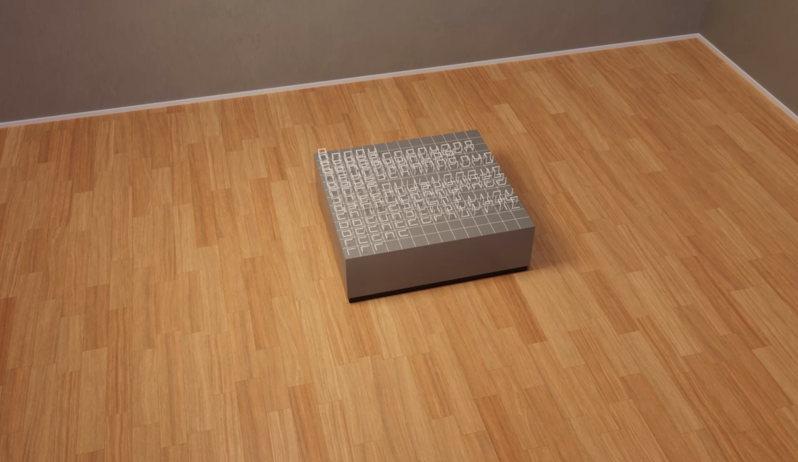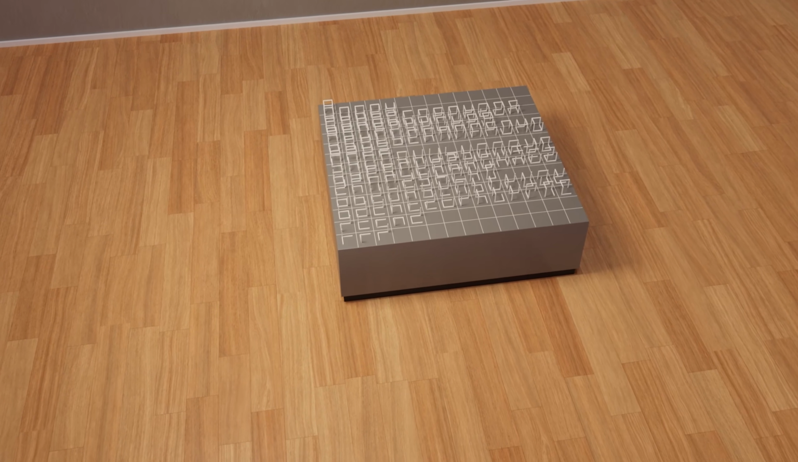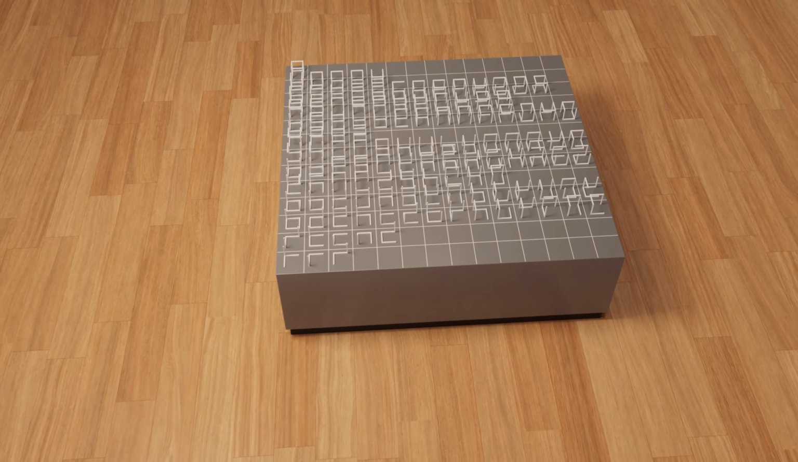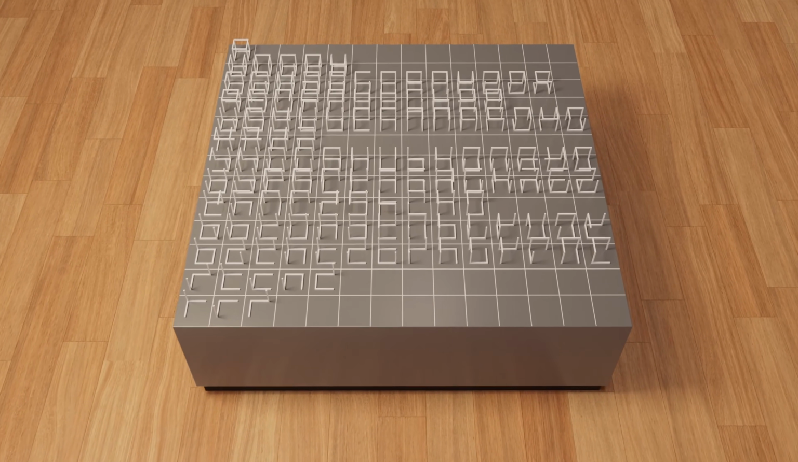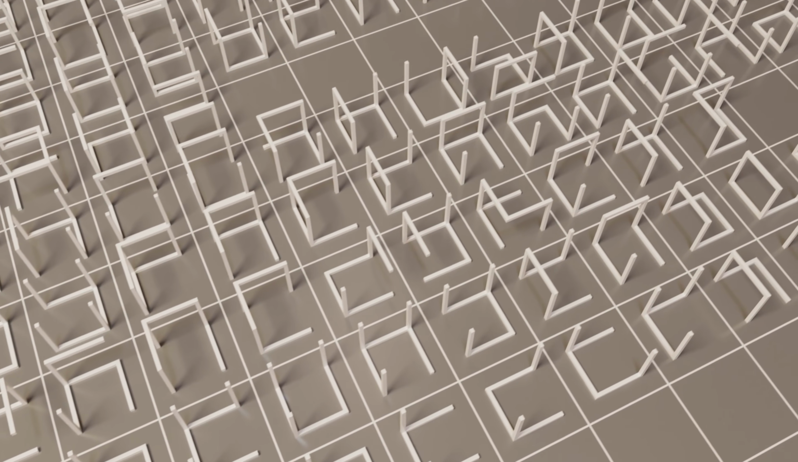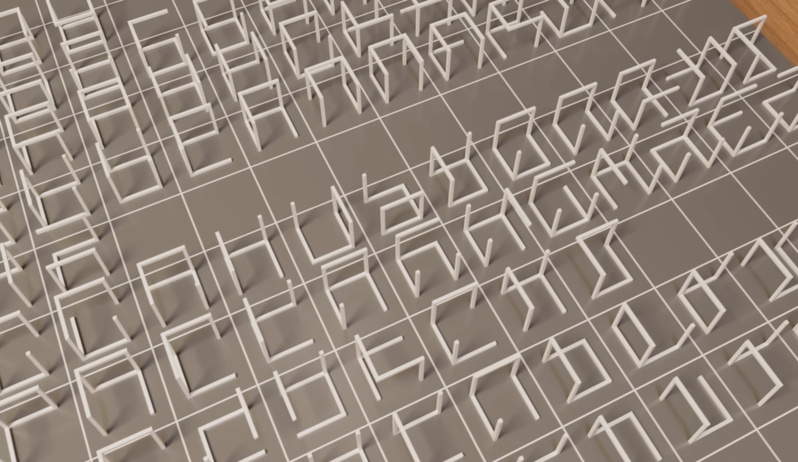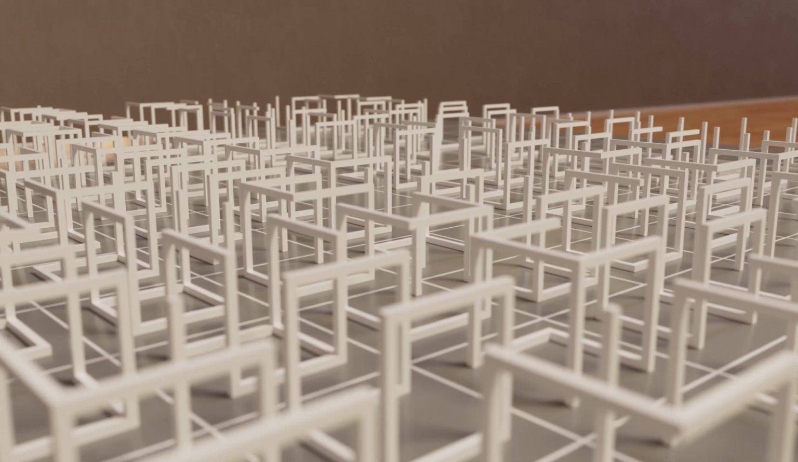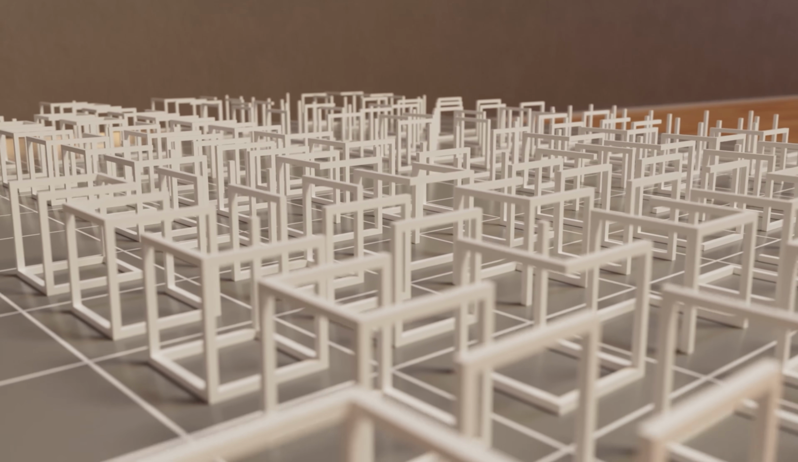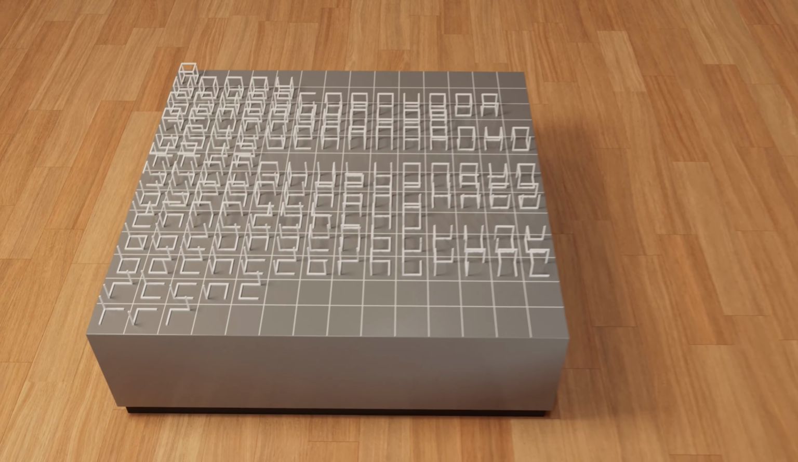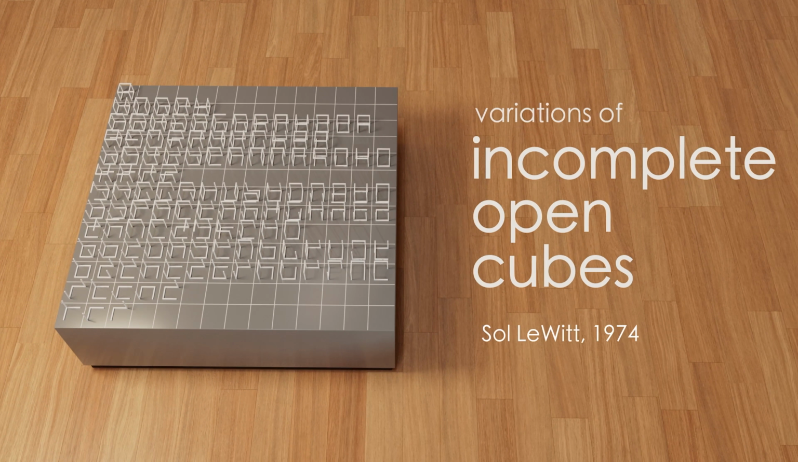Imagine yourself in an art museum. As you stroll through the galleries, you come across a large, low table covered in small white skeletal frames. Each looks like a random fragment of a cube, and they're all laid out in an orderly grid. What we're looking at is a digital reproduction of an artwork called Variations of Incomplete Open Cubes by LeWitt.